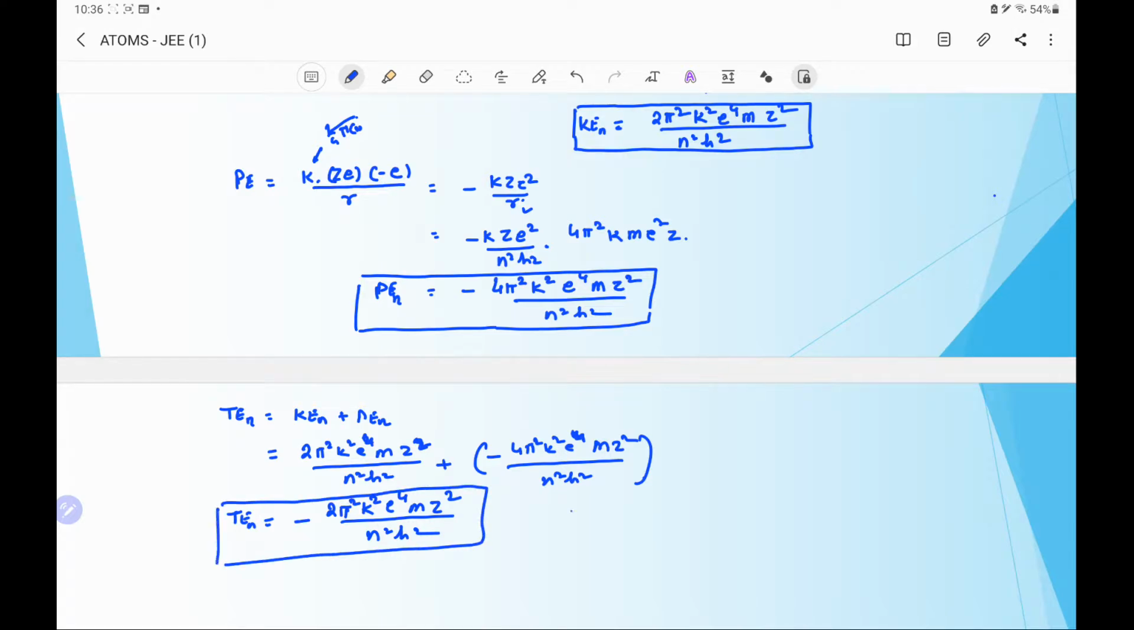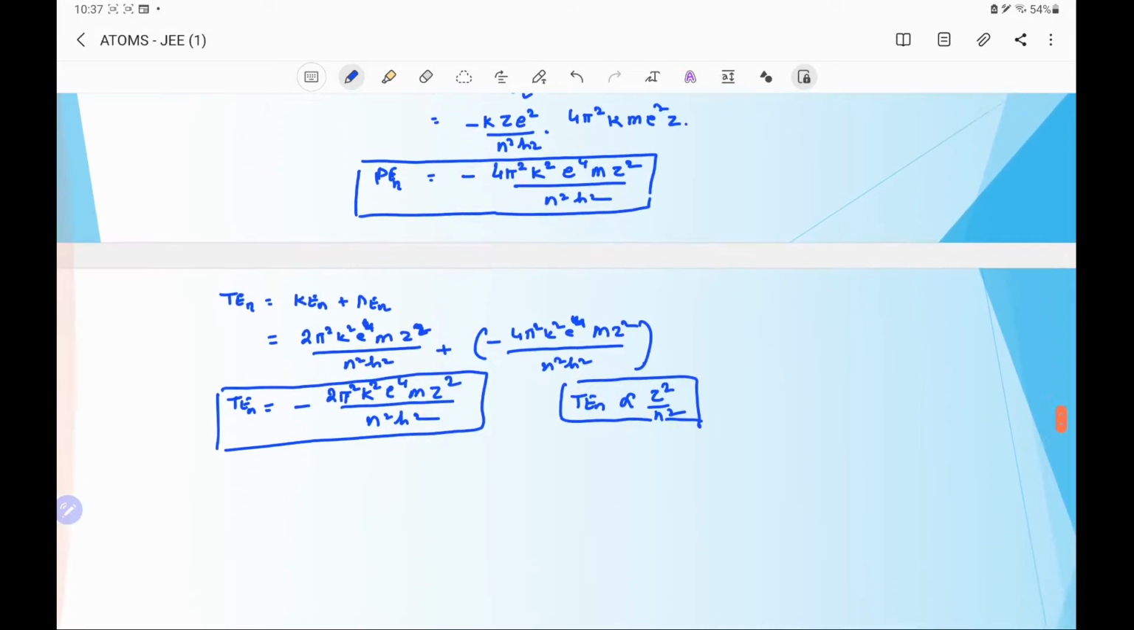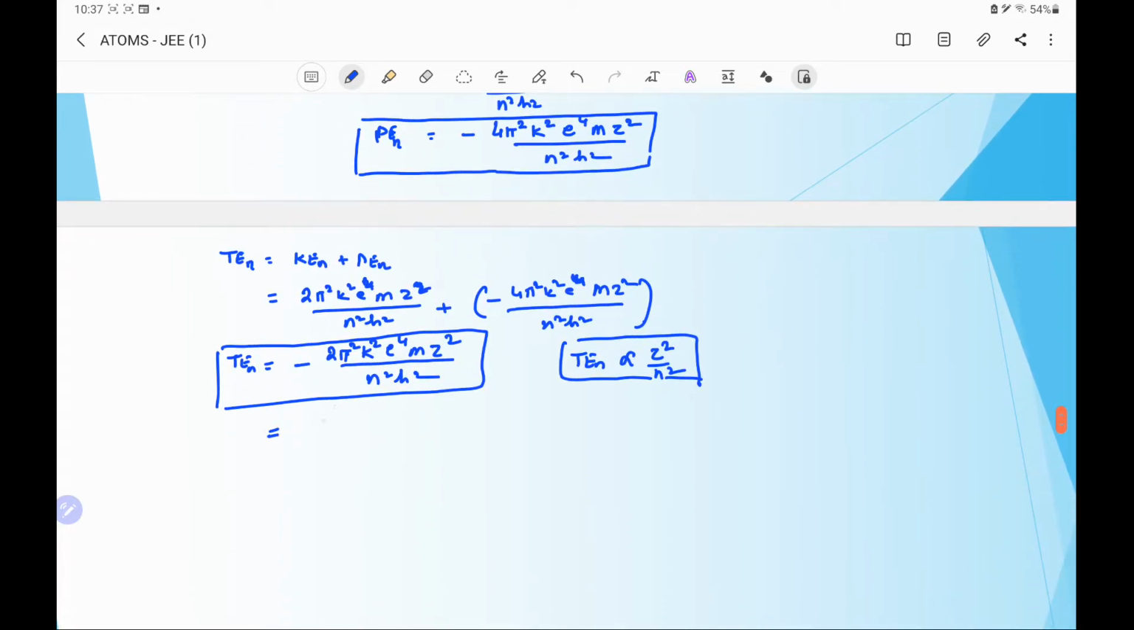So from this we can conclude that the total energy in the nth orbit is proportional to Z square by n square. If we substitute the values of the constants, we will have total energy as minus 13.6 electron volt, and in joules we can write it as minus 2.18 into 10 raised to the power minus 18 into Z square by n square joules.